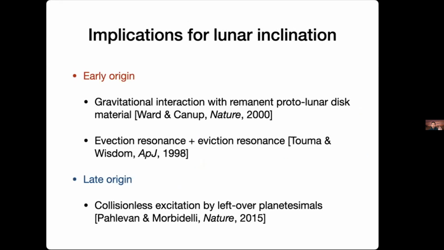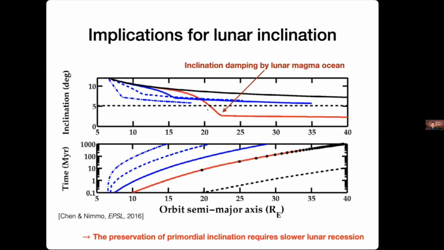But there's one big problem for this early origin hypothesis: the lunar inclination achieved early can be erased by the so-called inclination damping if the lunar magma ocean existed when the lunar distance was about 20 to 30 Earth radii.